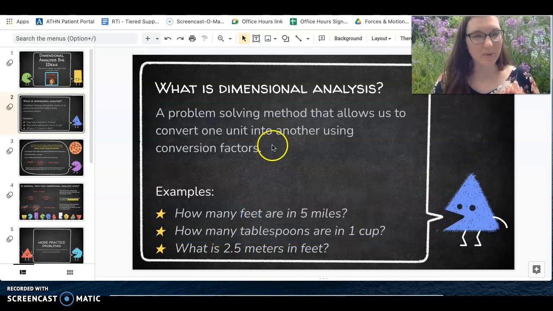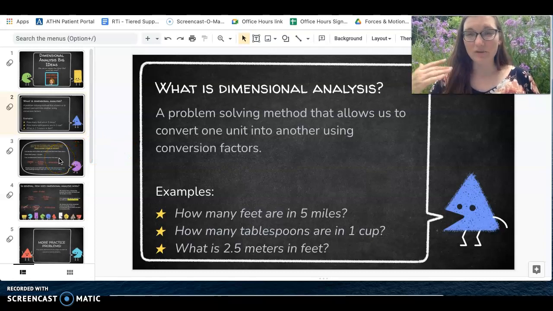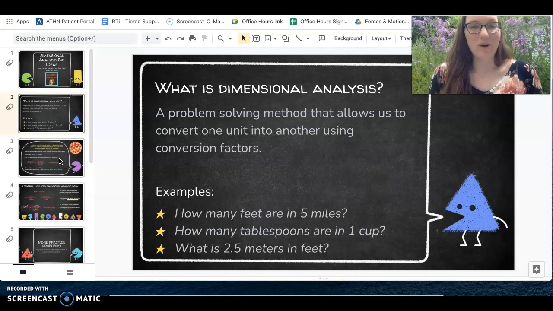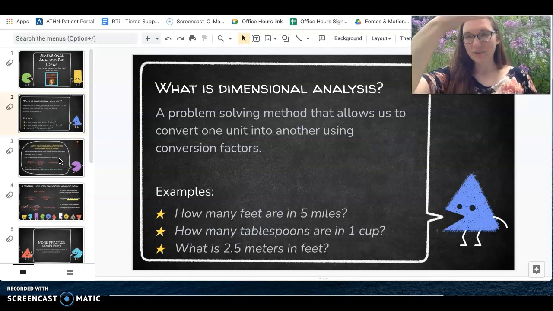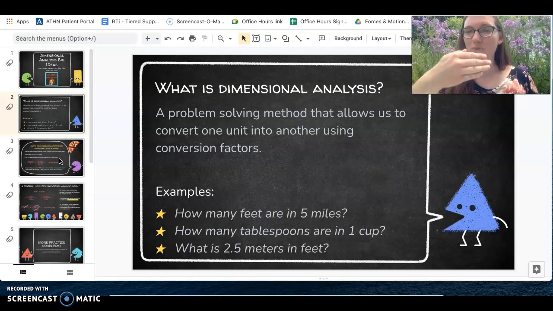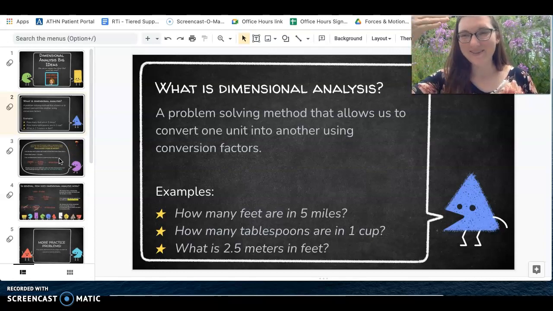And we're going to do that by looking at basically a fraction that stands for the number 1, right? So something like, I always like to think of 12 inches equals 1 foot, right? So we can think of it like 12 inches over 1 foot, or we could think about it like 1 foot over 12 inches. Either one of those means the same thing, and they both mean the number 1.